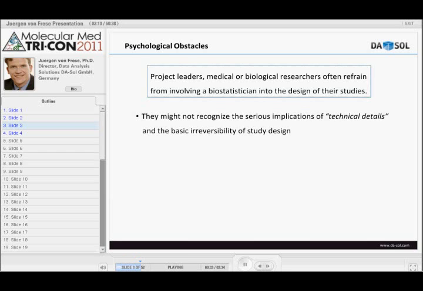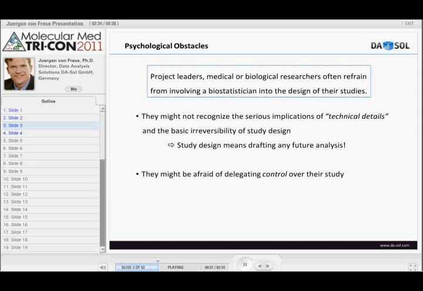Well, the first reason is they might think, okay, I'm the biologist, I'm the MD, I know my problem best, I know my samples best, I can do this. And of course this is true, they know that best. But there are also some intricate statistical details of the analysis which have to be respected, and if you don't do that, you might fail in the end. In fact, study design means drafting the future analysis. So if you're not comfortable writing a statistical analysis plan and defending it in front of a statistician, you should probably get help in getting the statistical details right.